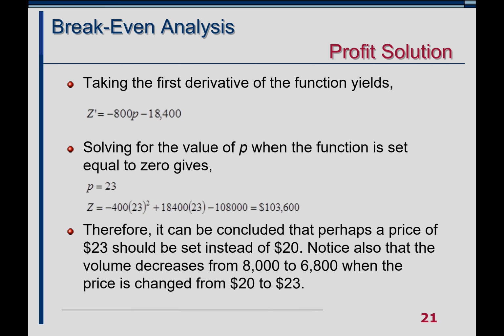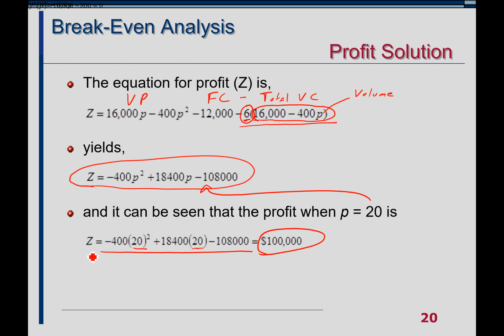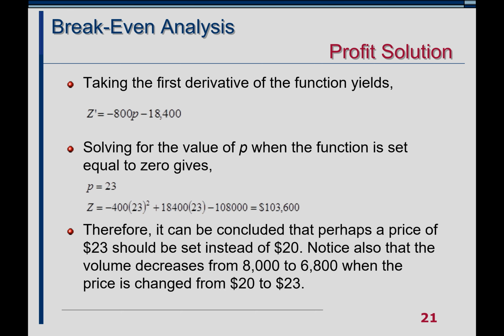So we take the first derivative. This is our profit at 20, but we want to maximize this. Let's try to maximize. Okay. How do we do that? Well, the way we do it is we take the first derivative of the function and get this. So where does that come from?